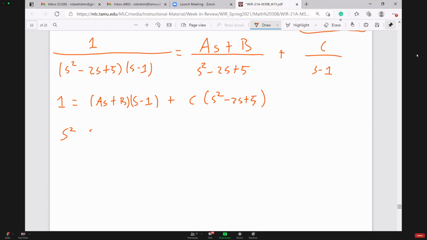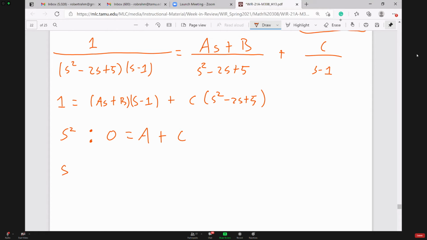Okay, so what is the coefficient of s squared on the left hand side? 0. Okay, let's try to figure out the coefficient of s squared on the right hand side. Well, from the first term, I could have as times s, so that gives me an s squared. And from the second term, I could have c.